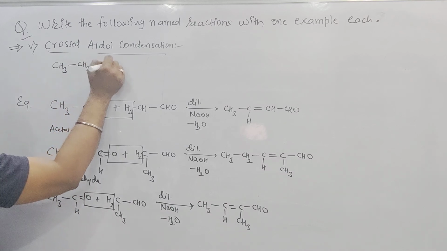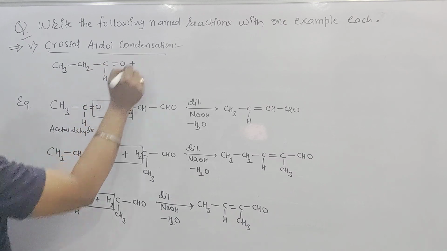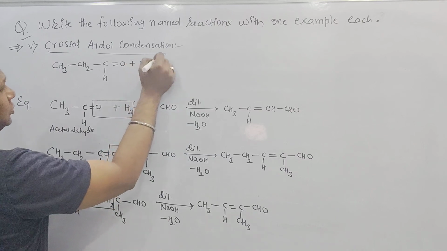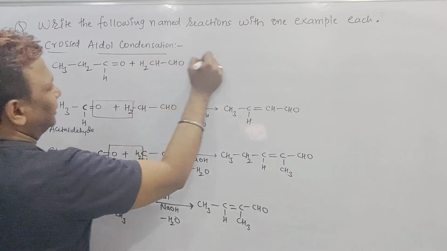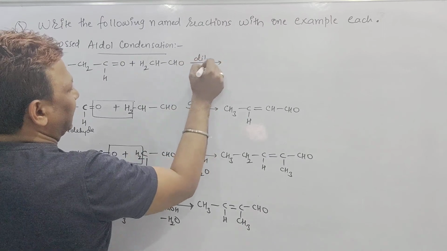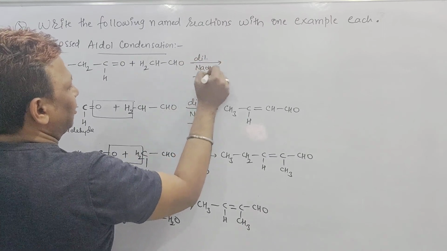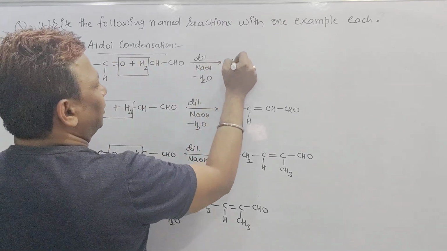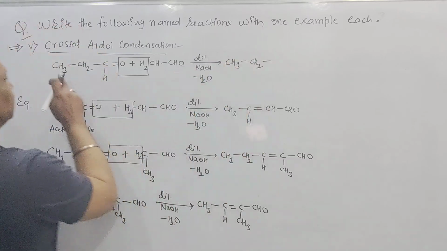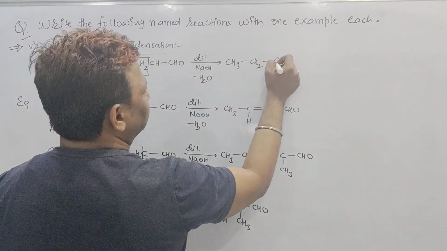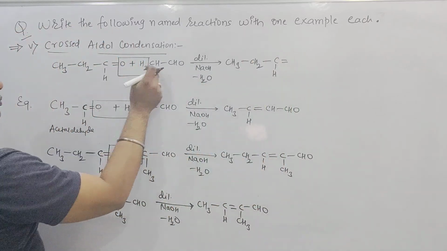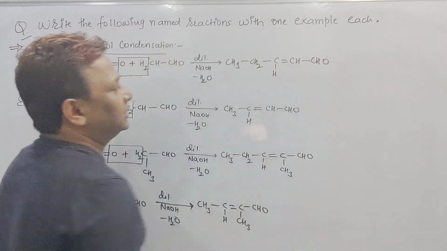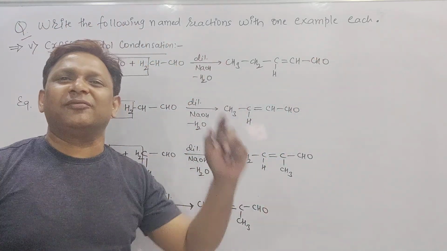CH3, CH2, CH, double bond O. Right, but a propanaldehyde plus this part, acetaldehyde. So it is H2, CH, CHO. But in presence of dilute NaOH, it will take out the water molecule. So as it will take out the water molecule, what we got? CH3, see beta, CH3, CH2, CH, CH, then double bond, bonded with what beta? Again CH, and this CH bonded with what, you know? CHO.